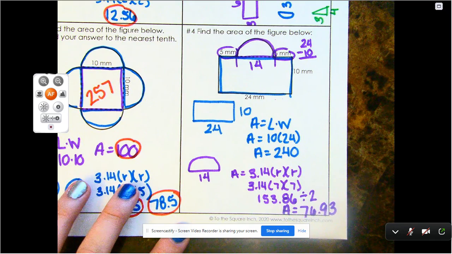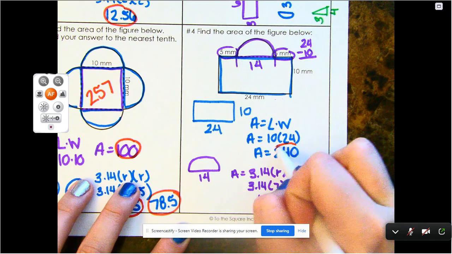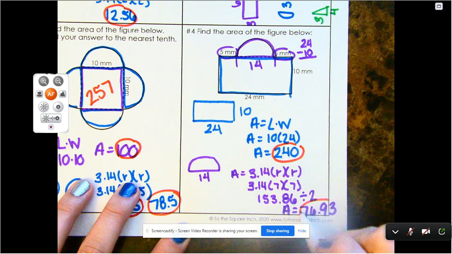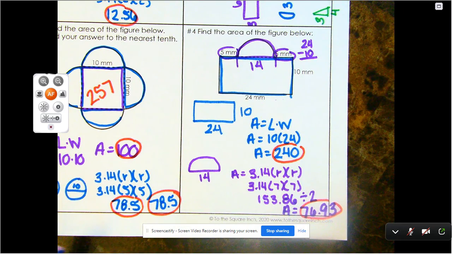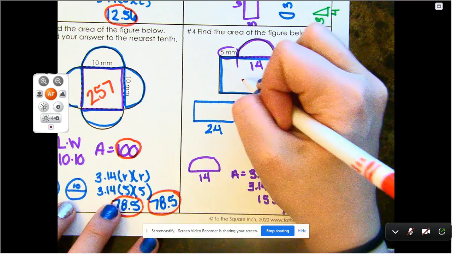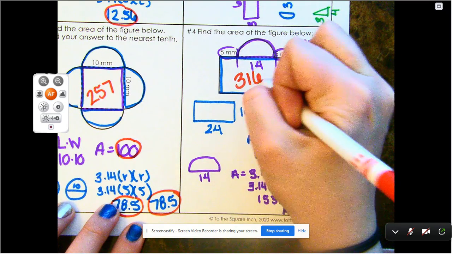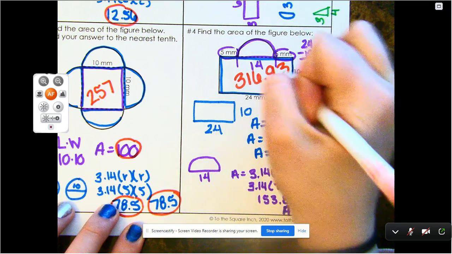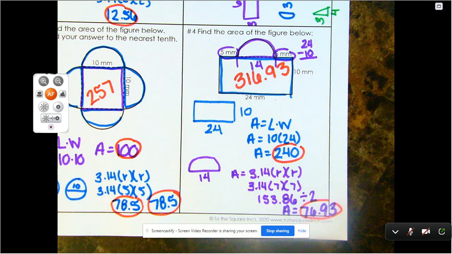76.93. So then to find the total, I need to add the area of the rectangle, area of the half circle together. And the total area is 316.93. So again, I hope this video has helped.